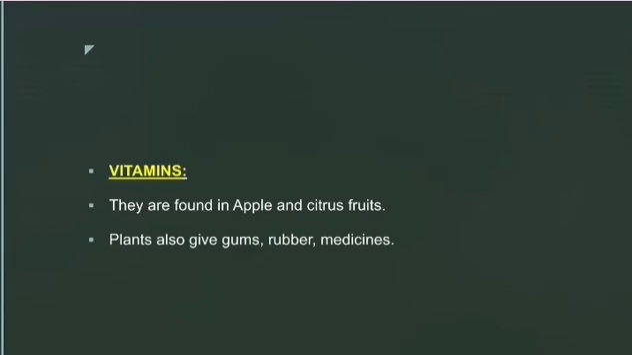Next we have vitamins. We can easily obtain vitamins from apple and citrus fruit. Plants also give gums, rubber and medicine. You can obtain these materials also from plants. So lots of organic compounds along with some other compounds can easily be obtained from plants.